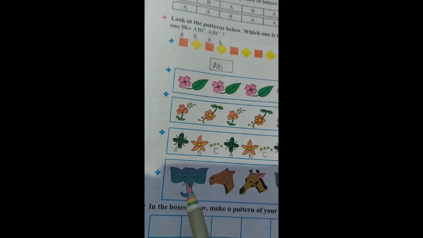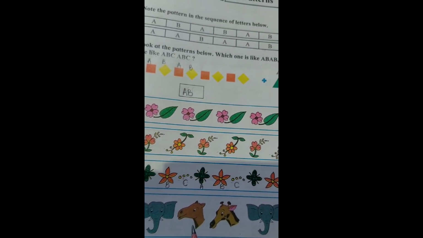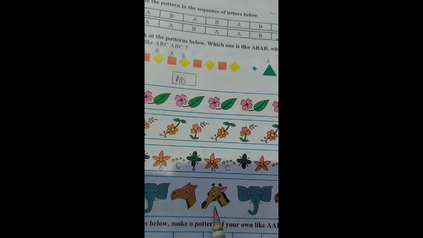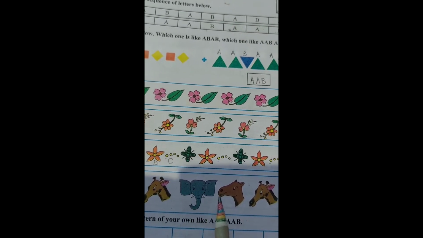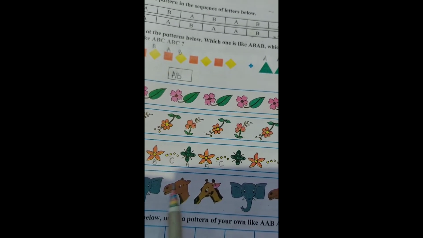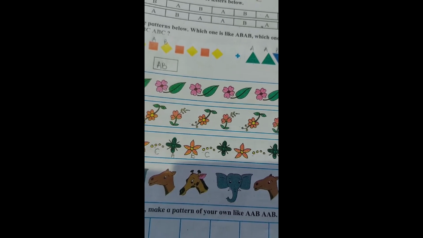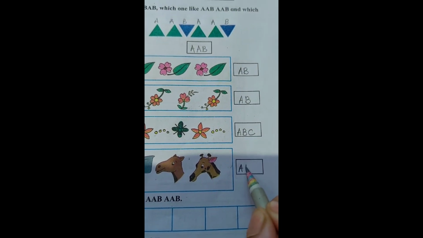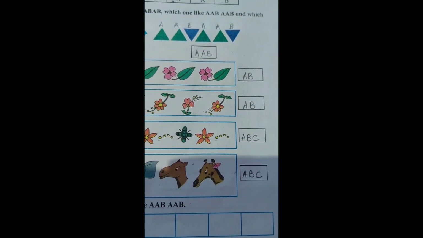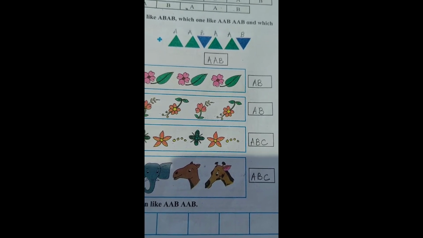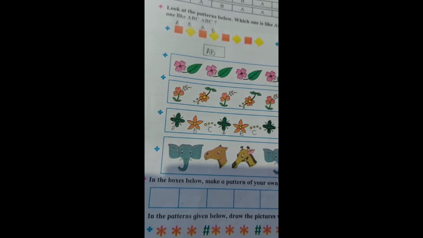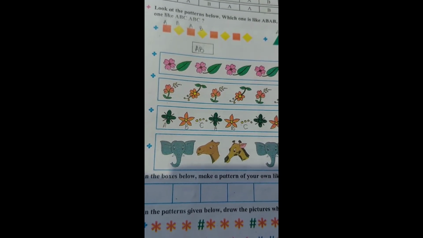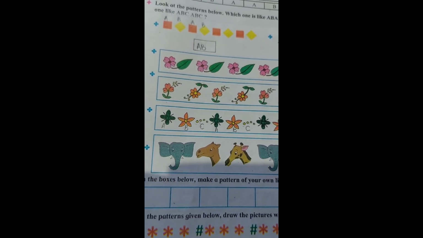Similarly here, elephant, a camel and a giraffe. Three things are there which are repeated. So the three animals represent A, B and C. So here you have the pattern, that is A, B, C pattern. So students, I hope you have understood how to understand this pattern, how to form the pattern.